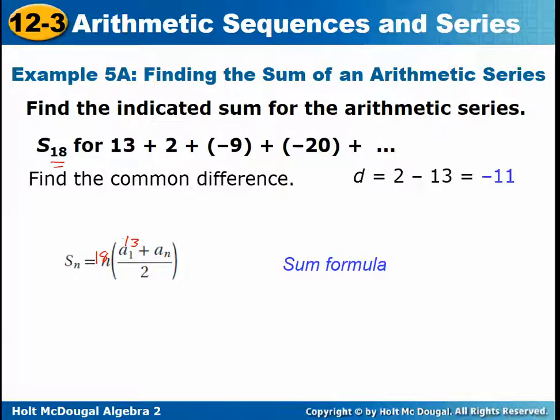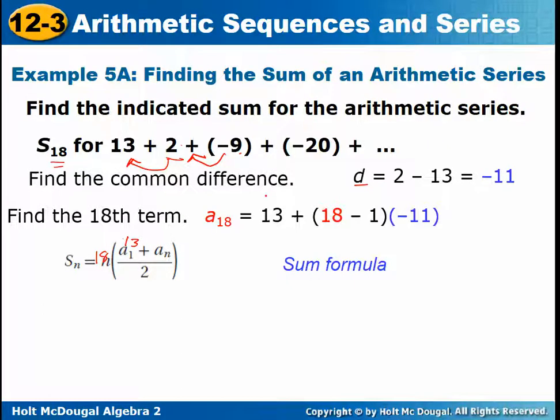So the common difference is you take the second term minus the term right before it, and 2 minus 13 is negative 11. I like to check that and just do the third term minus the second term, which would be negative 9 minus 2. That's also negative 11. So we know d. Now we're going to use d to find the 18th term.